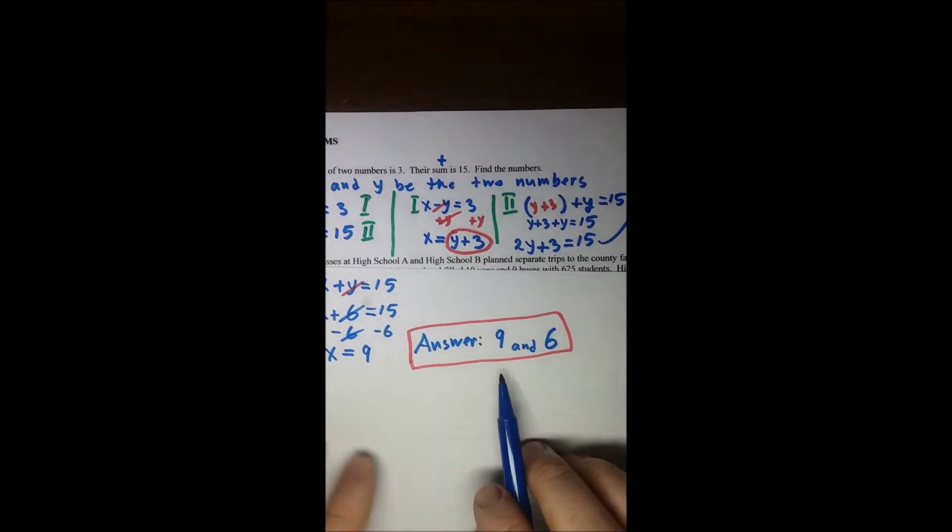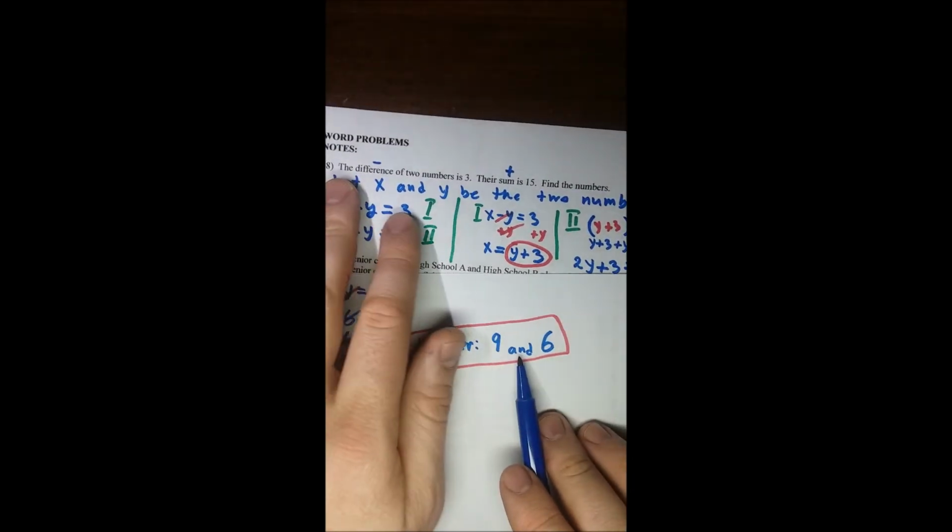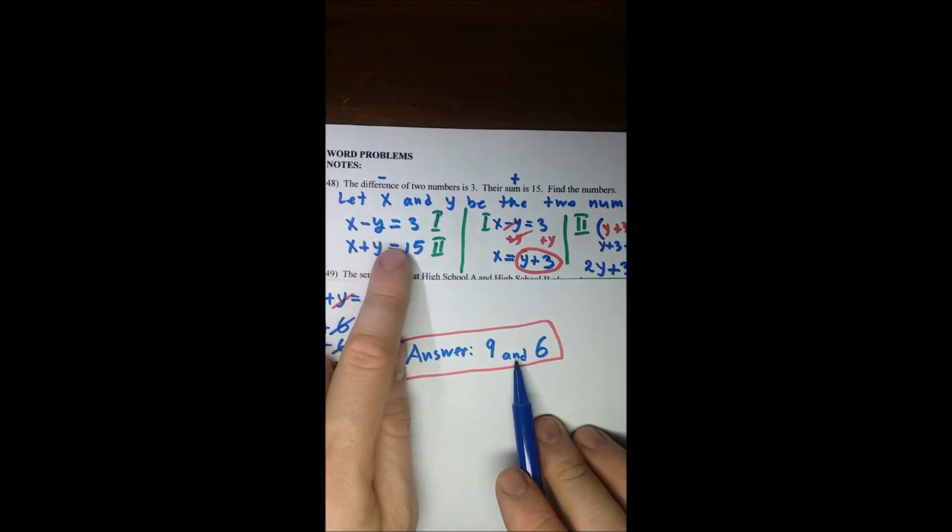Okay, truly. 9 minus 6, I'm going to put here. 9 minus 6 is 3. 9 plus 6 is 15. We found them.